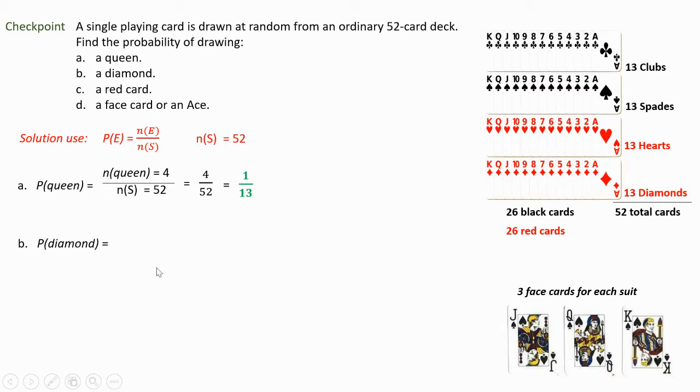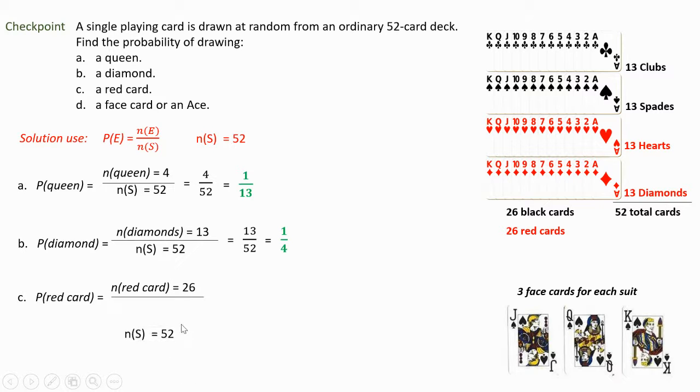Okay, now for a diamond. For a diamond, we notice, guys, there's 13 of each suit, so there has to be 13 diamonds. So n of diamonds is equal to 13 over the sample space, which is the same as before, 52. So 13 over 52 will give us 1/4 in reduced form. Now, the probability of a red card, right? The red cards are both the hearts and the diamonds. Remember, guys, there were 26 red cards, so it's going to be 26 over 52. If we reduce it, it's going to give us 1/2.